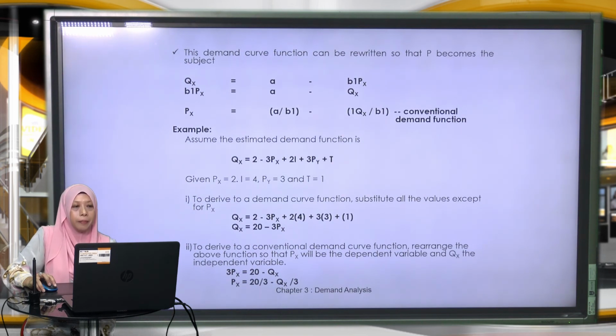This is what we call your price function, also known as the conventional demand curve function. Now let's look at an example here. You are given a demand function.